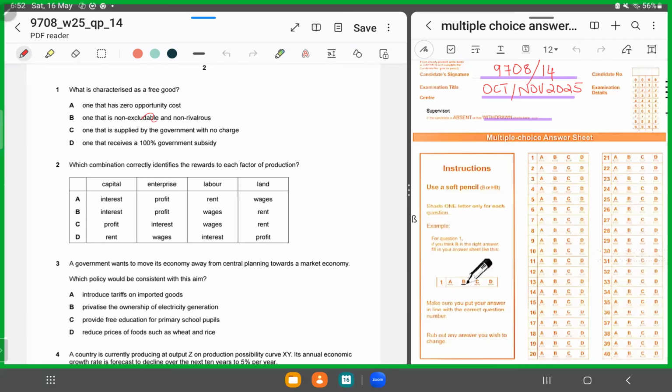One that is zero opportunity cost, one that is non-excludable and non-rivalrous. That's a public good. One that is supplied by the government with no charge. B says one that receives 100% government subsidy. So it's not C, B is a public good, it's not D, it has to be A. It has got zero opportunity cost. One that doesn't require any factor of production, right? So for MCQ number 1, we'll shade in A as our correct response.